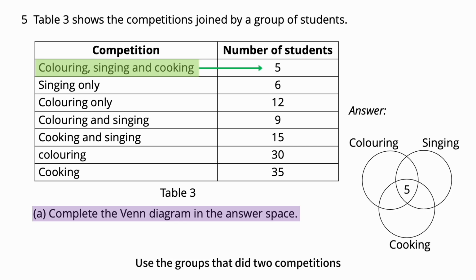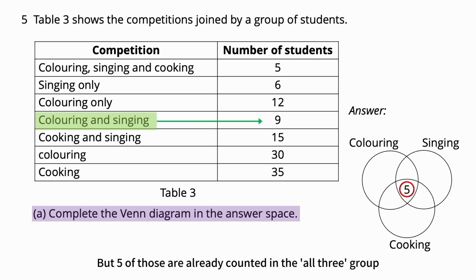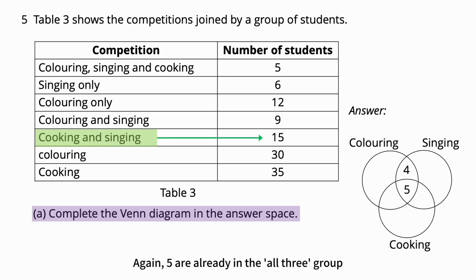Use the groups that did 2 competitions. 9 students did coloring and singing. But 5 of those are already counted in the all 3 group. Therefore, the number of students who joined only coloring and singing is 9 minus 5. So only 4 did coloring and singing. 15 students did cooking and singing. Again, 5 are already in the all 3 group. 15 minus 5, so 10 did cooking and singing.